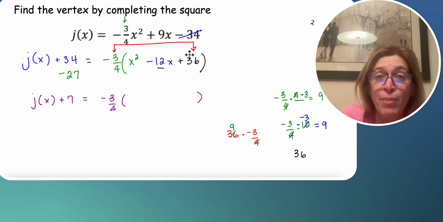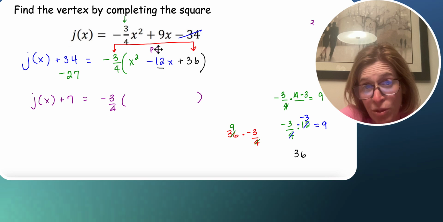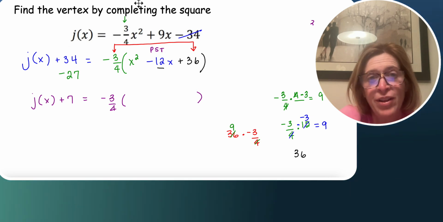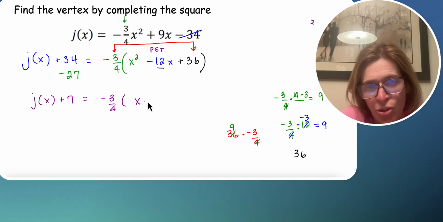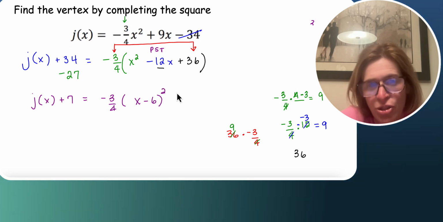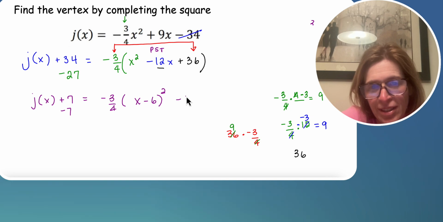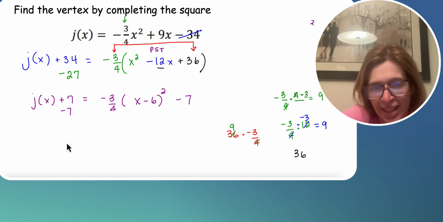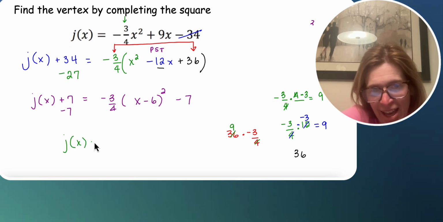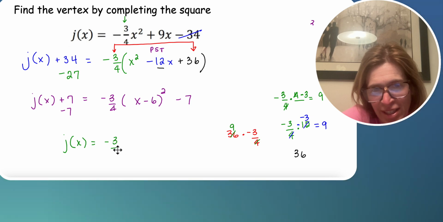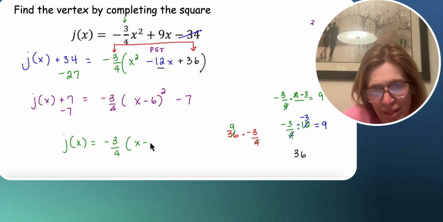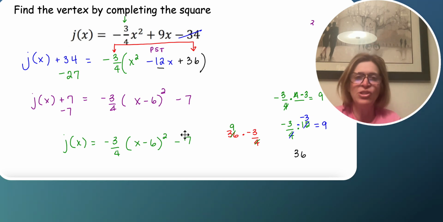Now, what I've done by completing the square is I've created a perfect square trinomial, but in vertex form, I need to write it as the square of a binomial. So x minus 6 squared. All right, then I just bring the 7 over, and look at that. I have a nice function in vertex form by completing the square.